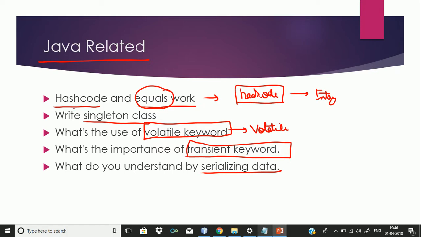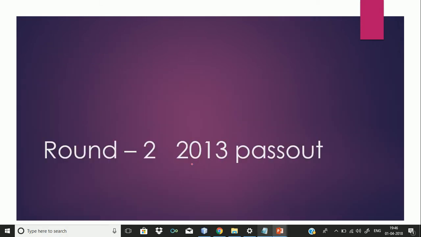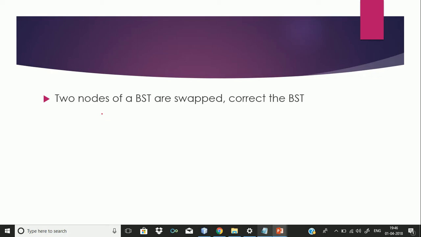So these were mainly his questions in the interview. Then the second round was again taken by a 2013 pass out guy, and he asked me a question something like this. Let's say two nodes of a binary search tree are swapped, then you need to correct the binary search tree. So you need to write a program for this.